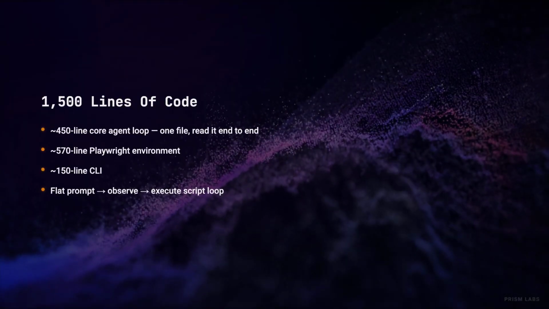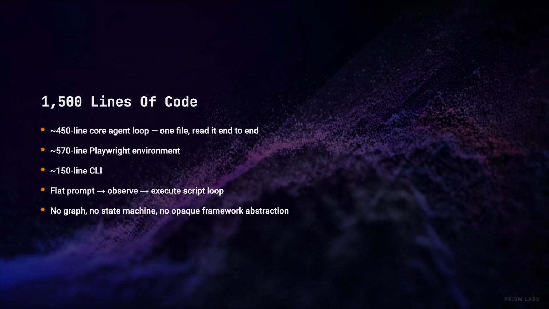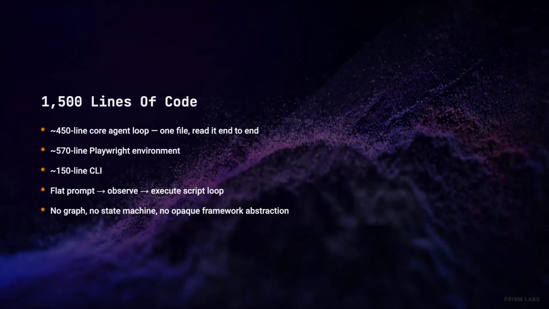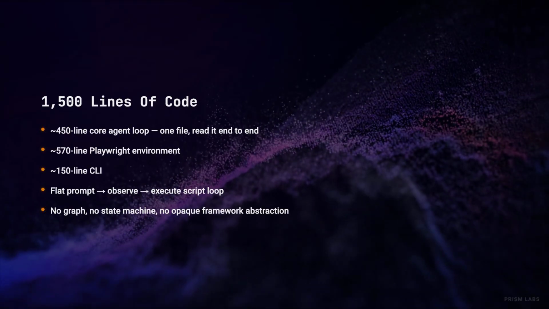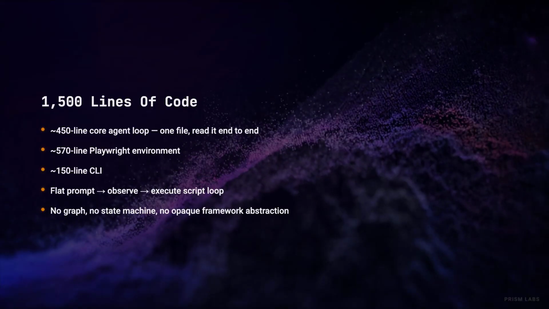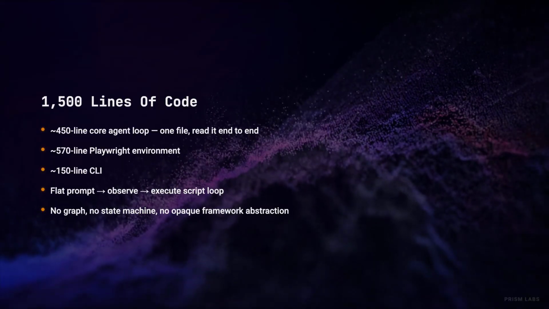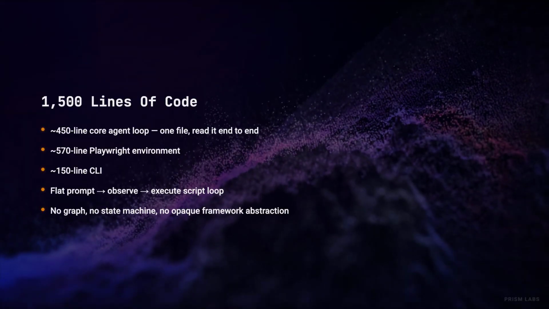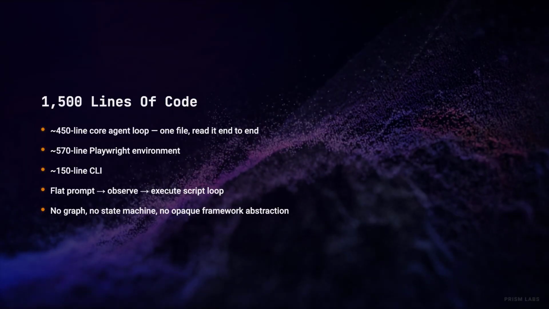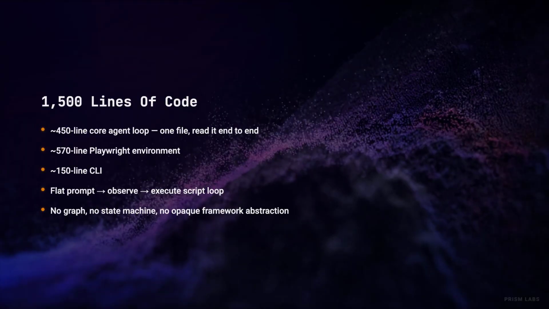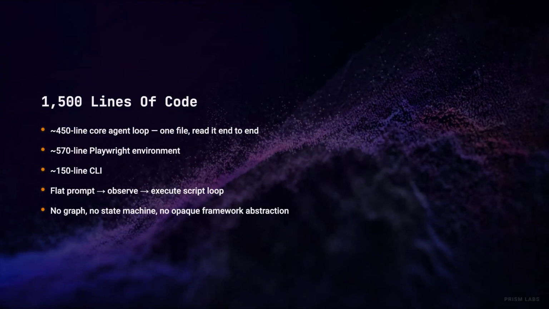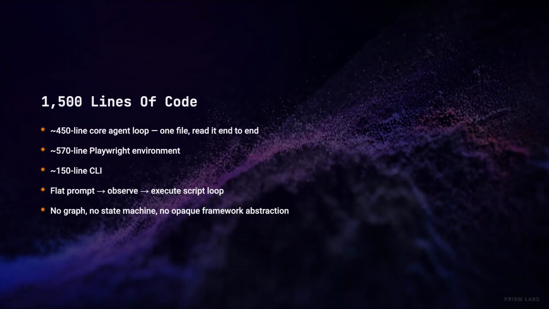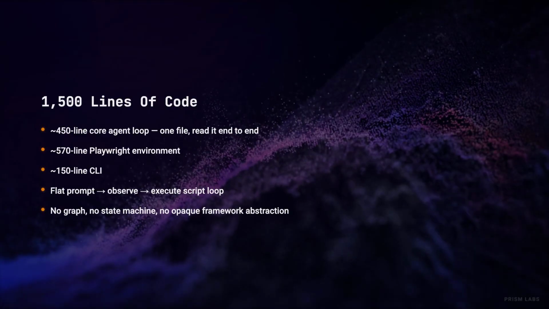The core agent loop is one file, about 450 lines. The Playwright environment that runs alongside it is roughly 570 lines. The CLI that ties them together is 150. Total project is in the 1,500 line range. That deliberate minimalism is the point. The flat prompt, observe, execute script loop is readable end-to-end, easy to debug, easy to fork. You do not need a graph of nodes. You do not need a state machine. You do not need a multi-page architecture document. The whole framework is one loop calling 3 primitives.